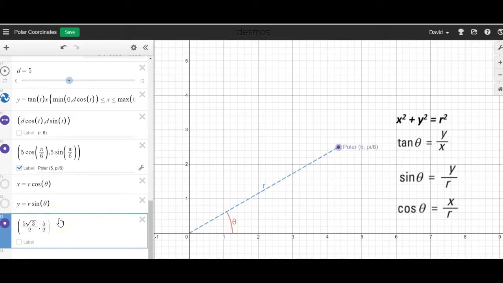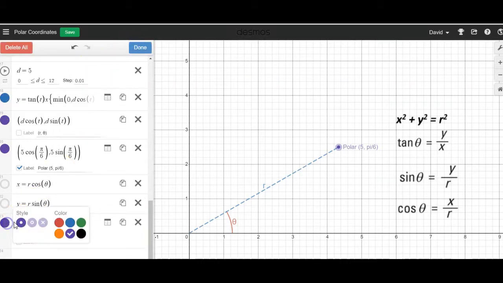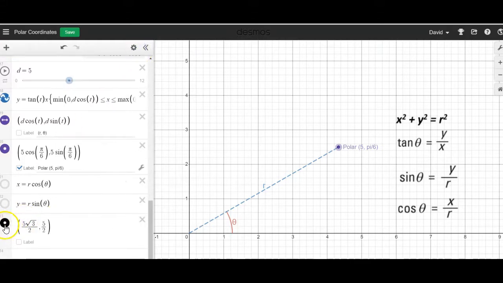Alright, now, for whatever reason, it gave it the exact same color as the previous one. I'm going to change that just so you can see that if I do black, for instance. These 2 points are sitting right on top of one another. So there's our point. Alright, so 5 square root of 3 over 2, 5 halves, is the same thing as the polar coordinate 5 comma pi over 6.